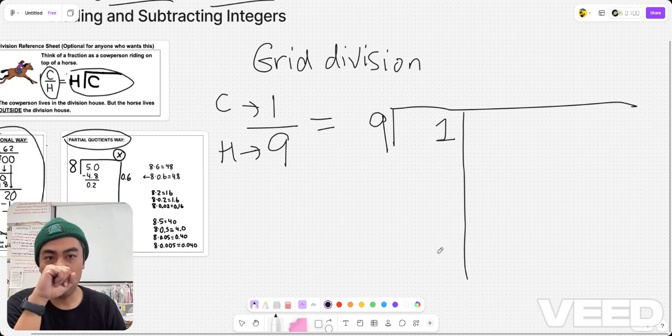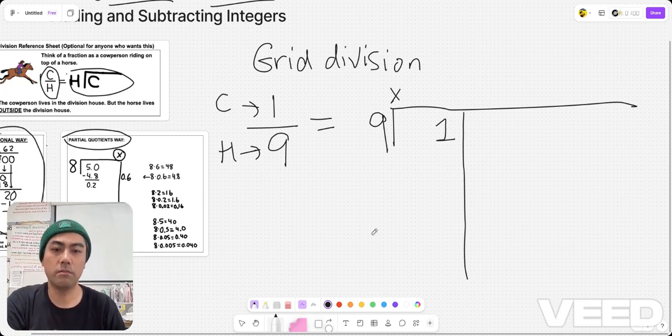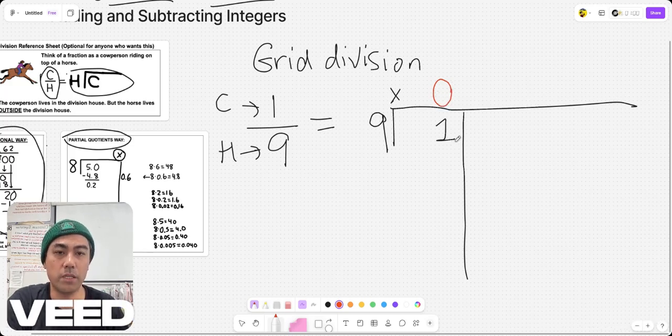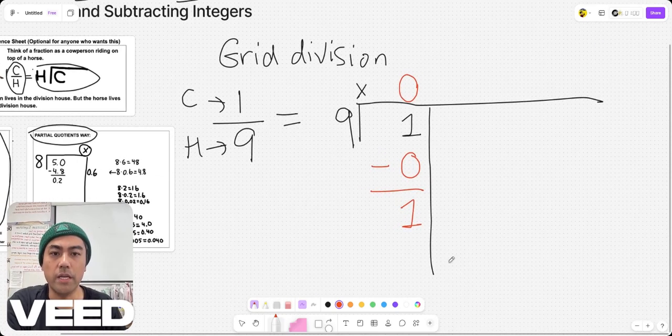Now, the next step is how many 9s go into 1? How many 9s can fit into 1? And that is 0. 0 9s can fit into 1. Then you multiply. 9 times 0, 0. Okay? The next step is subtraction. 1 minus 0, 1. All right?